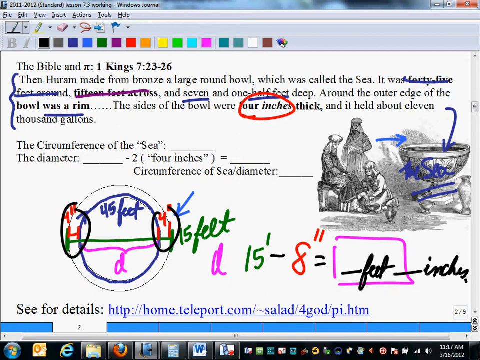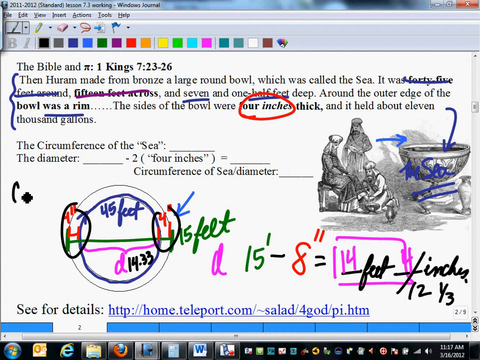Okay, Lucas, I heard you explaining. I think you're correct. Lucas, what's the actual diameter? 14 feet and how many inches? 4, you're correct. Now, we have to change this to a decimal. It's 4 out of 12, which is 1/3. So technically it's 14.33, because it's 1/3 of a foot.